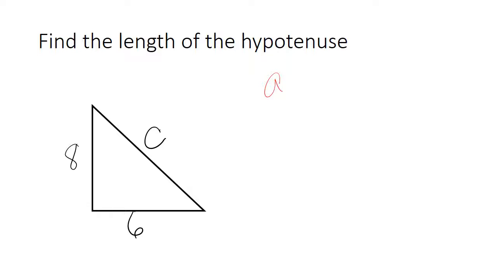We have a squared plus b squared is equal to c squared. It doesn't matter which was which. You're going to come up with the same answer. So I'm just going to do 8 squared plus 6 squared is equal to c squared.